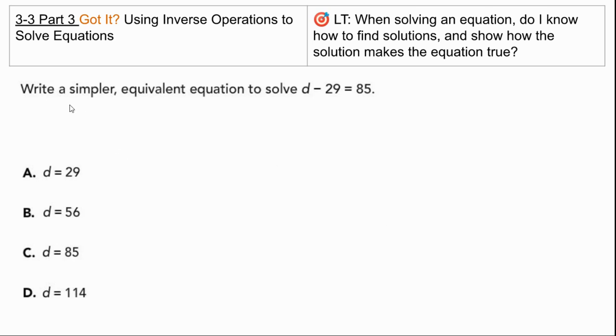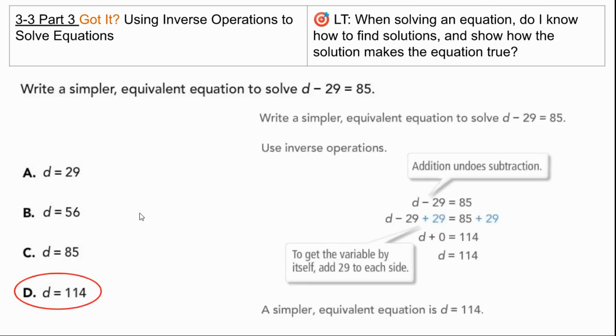Part 3, Got It? Write a simpler equivalent equation to show d minus 29 equals 85. Remember, all of these are still equations. Some number minus 29 equals 85. So let's just look. 29 minus 29, that's going to be 0. 56 minus 29, is that going to be a number bigger than 56? How about 85 minus 29? Just by looking at our answer choices and being reasonable about it, I would say it has to be D. I haven't even figured it out yet, but let's try it.